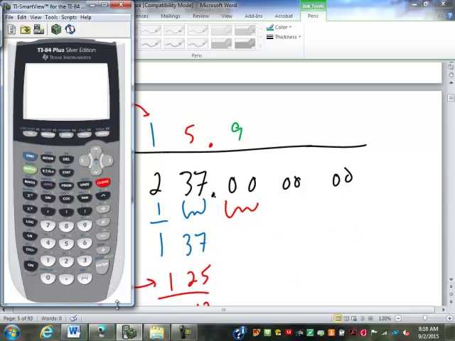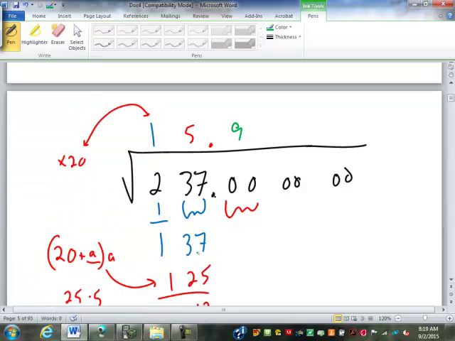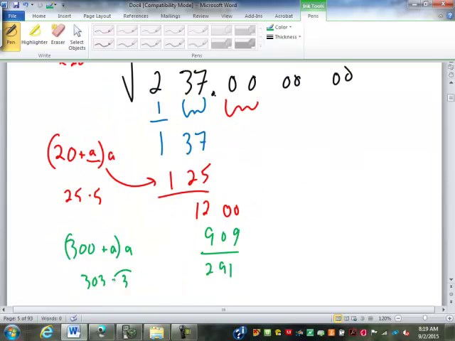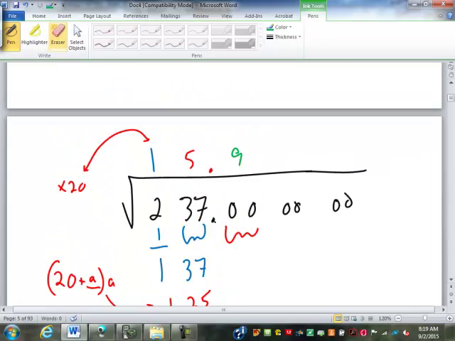If I double check this, the square root of 237 had better be 15.9 something. Oops, I did something wrong. Oh, because it wasn't 9, it was a 3. I put it in here, not a 9. So 15.3. So 15.3 something, and keep going like that.